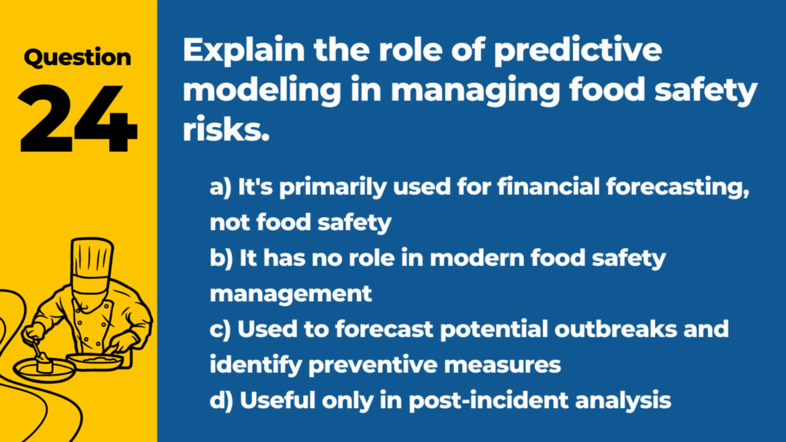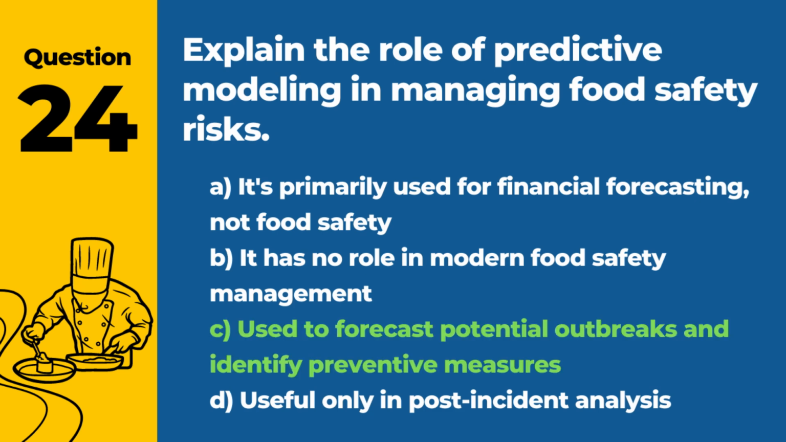Question 24. Explain the role of predictive modeling in managing food safety risks. A. It's primarily used for financial forecasting, not food safety. B. It has no role in modern food safety management. C. Used to forecast potential outbreaks and identify preventive measures. D. Useful only in post-incident analysis.